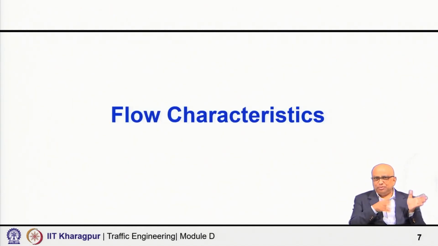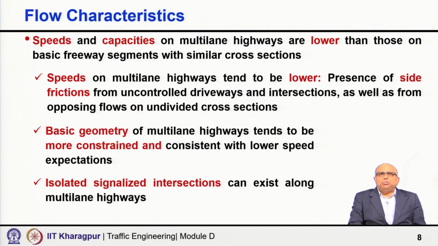Coming back to freeway and multi-lane highway segments, the first thing, let us try to understand the flow characteristics. Speed and capacities on multi-lane highways are lower than those on basic freeway segments with similar cross section. I said many things are similar, that is why a similar approach is followed, but there are differences as well. This is one of the differences: the speed and capacities of multi-lane highways are lower.